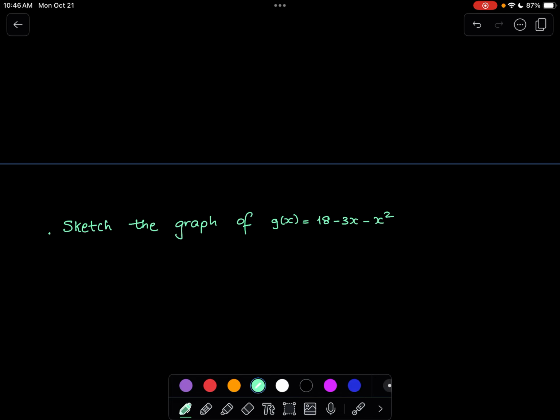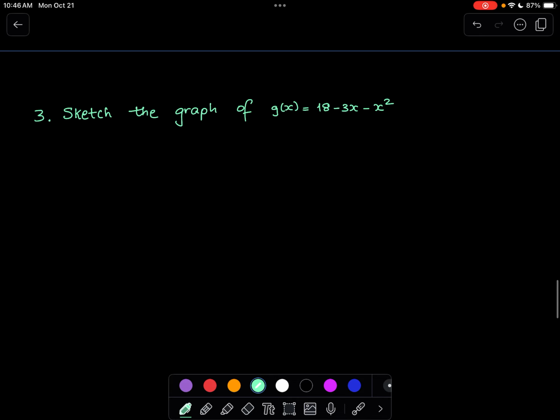Over here, question number 3. Sketch the graph of g(x), which is equal to 18 minus 3x minus x squared. Notice that the coefficient of x squared is negative. It's -1. So we clearly know that this is going to be a sad face, right? So let us now write down y equals 18 minus 3x minus x squared. Keep it at the back of the mind that this is going to be a sad face.